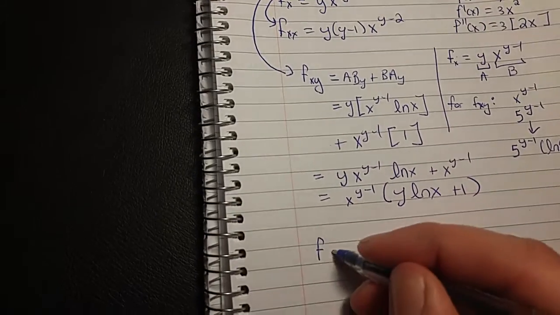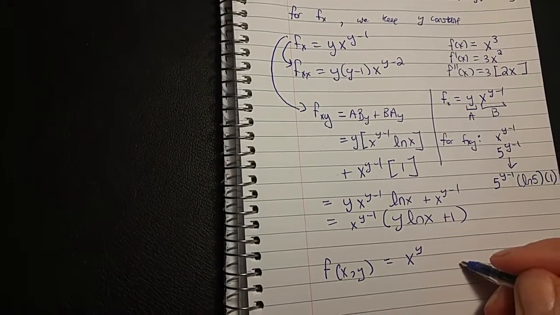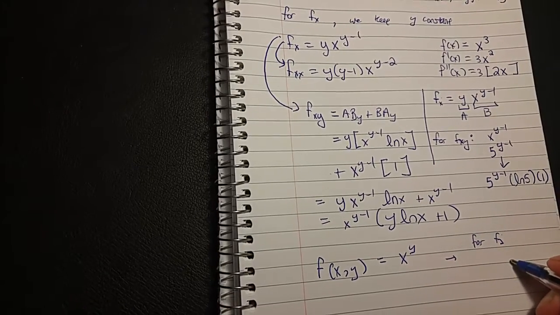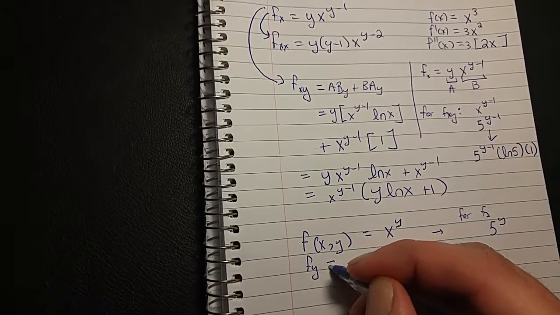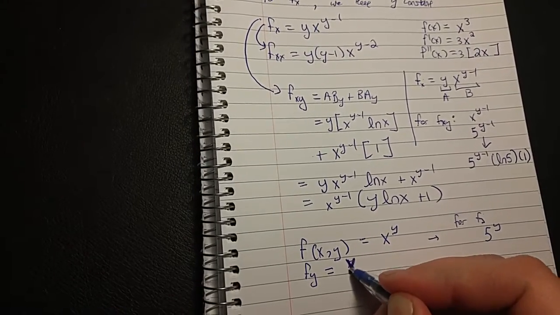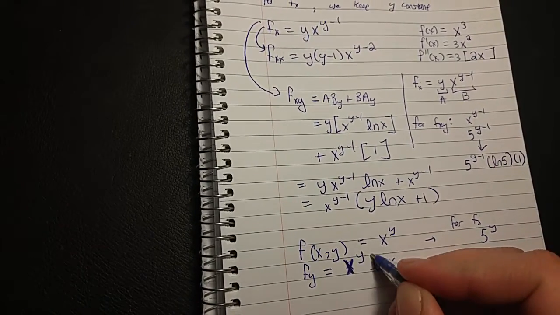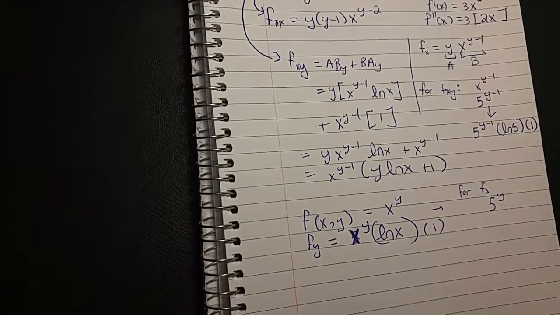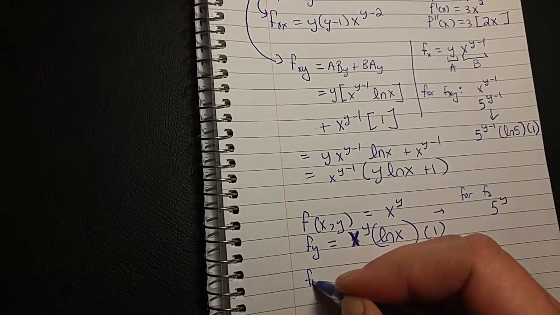So I'm going to rewrite the function. f of x comma y is x to the y. For the y derivative, x is constant, so this looks like 5 to the y. When you take the derivative of 5 to the y, you get 5 to the y, except it's not going to be a 5, it's going to be an x to the y, times the ln of the base, so the ln of x, times the derivative of y, which is 1. So the regular exponential derivative formula. We're going to do it again for the double y derivative, fyy.